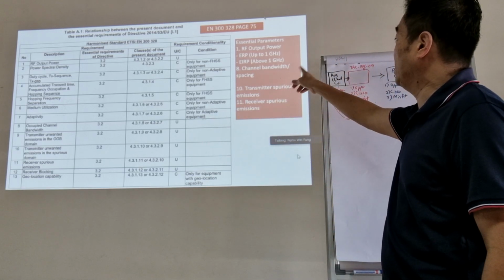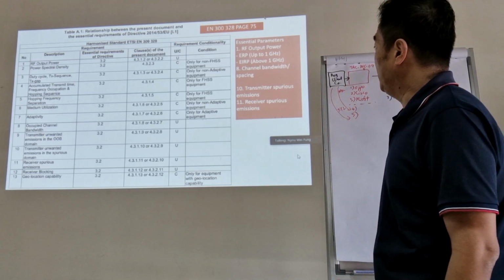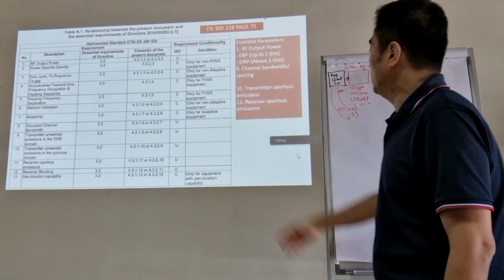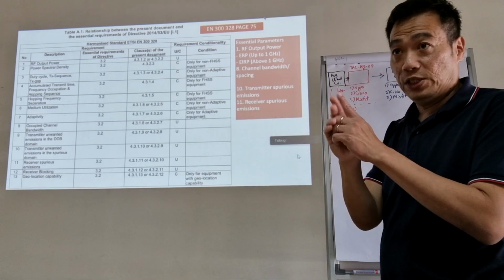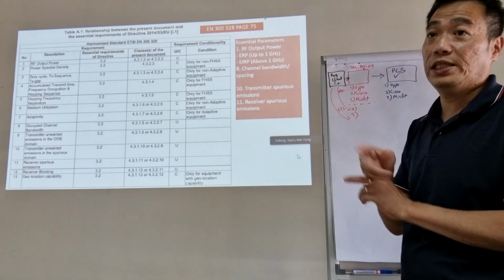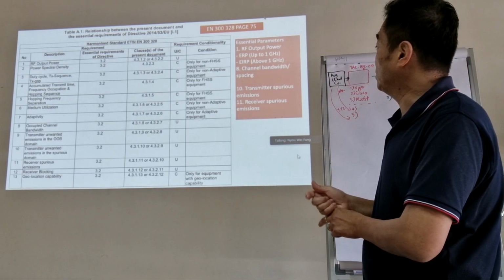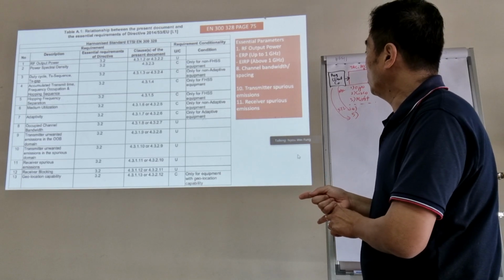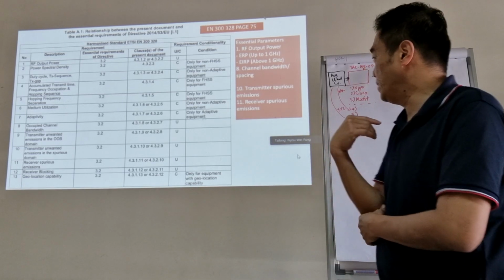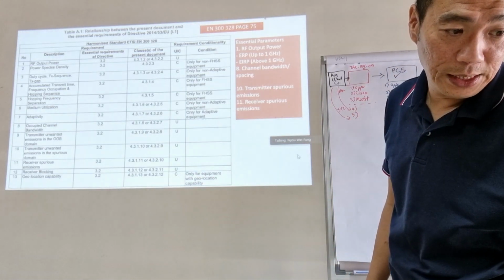We will be looking at channel bandwidth or spacing, and number 10 is the transmitter spurious emission. The transmitter may cause interference to other products and devices, so that test is also a critical one. And also number 11, the receiver spurious emission. So those are the things we'll be checking.